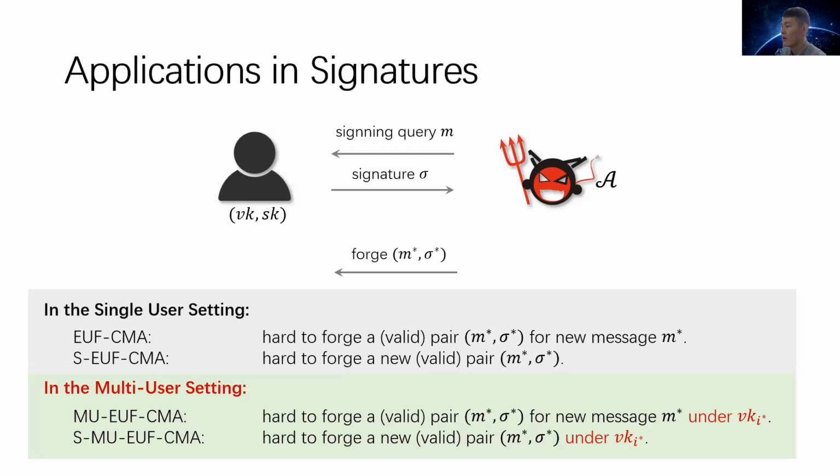A stronger notion, SUFCMA, states that it's hard to forge a new valid pair M star, sigma star. While in the multi-user setting, MUUFCMA says that it's hard to forge a valid message-signature pair for a new message under VK i star, which is of the adversary's own choice. And the strong multi-user UFCMA security is defined in a similar way.